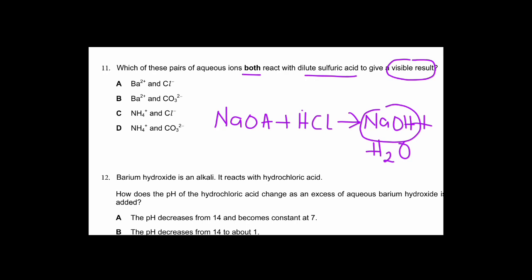In this case, we need an indicator to be added so that we see that a new substance has been formed. But in this question, we are being asked to identify the ions which, when they react with dilute sulfuric acid, should be able to produce visible results. Those results should be visible by the time the products are produced. Now let us answer the question.